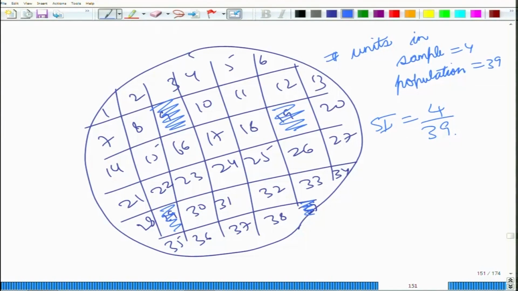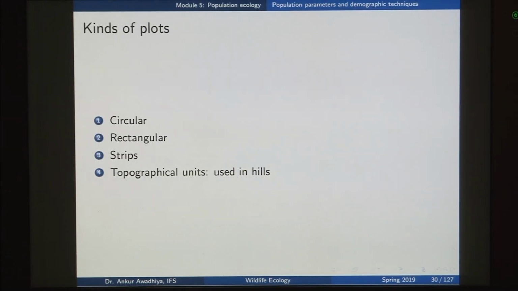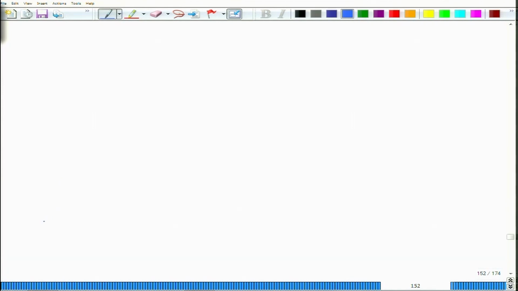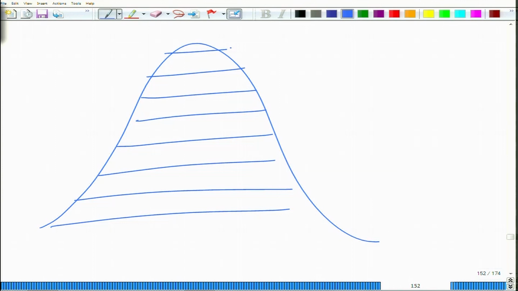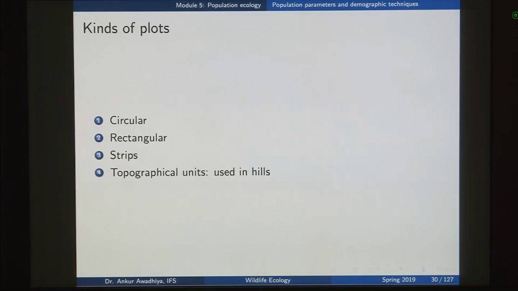Now, next we have the kinds of plots. So, plots can be of any shape, they can be circular, rectangular, strips, or they could even be topographical units. So, when we say topographical units, what we have is that you have a hill, and in this hill you can say that you are dividing this hill into different areas or different heights. So, you say that this portion is 1 topographical unit, because it is lying at a height of say between 100 and 150 meters. So, these kinds of topographical units are used as plots in the case of hills.